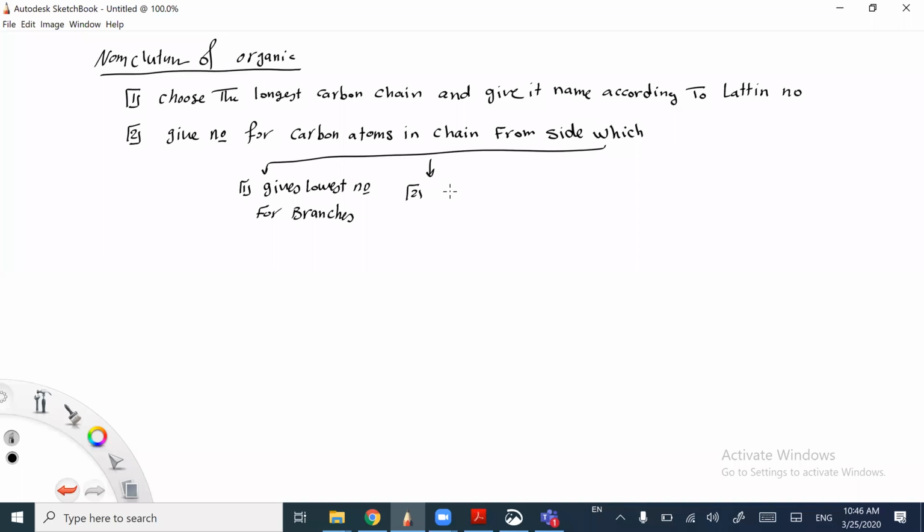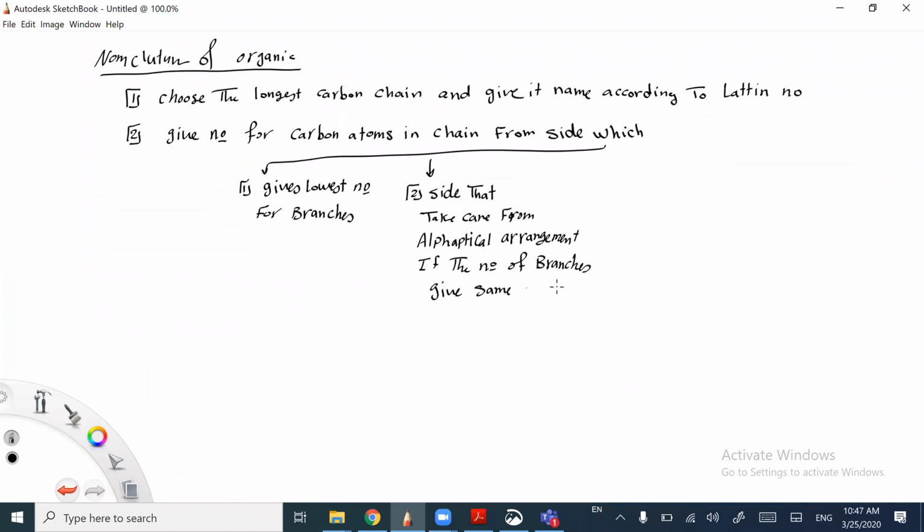Take care of the alphabetical arrangement if the numbers of branches give the same sum from each side.